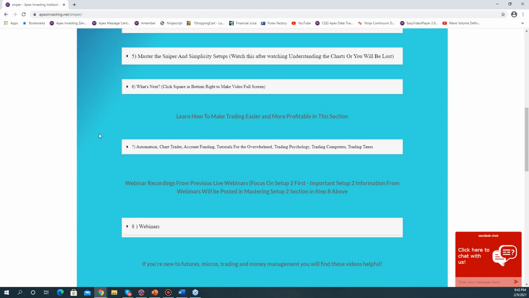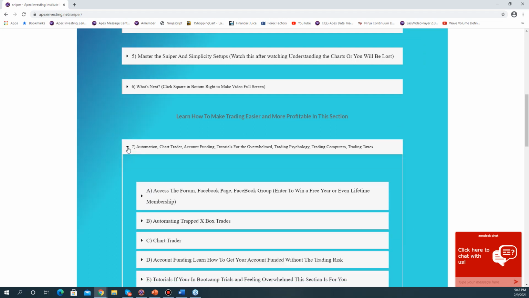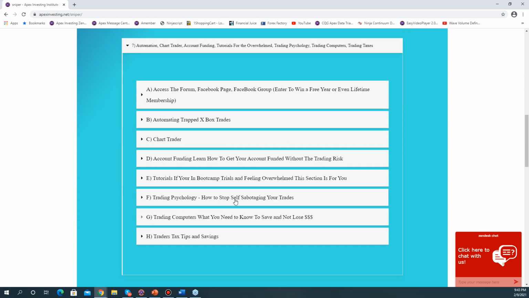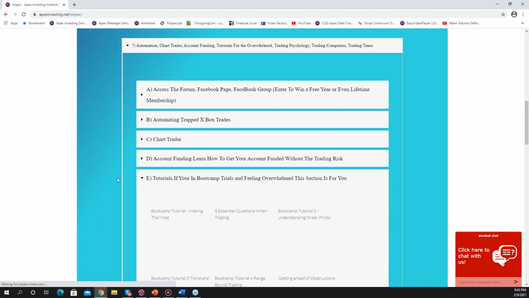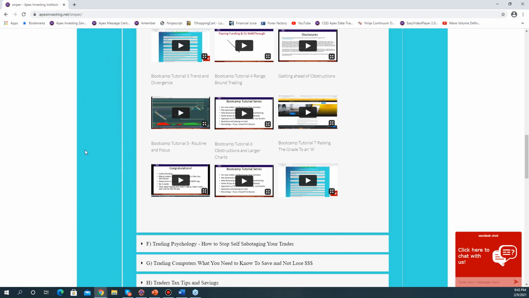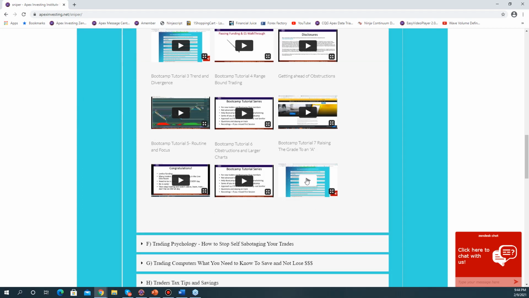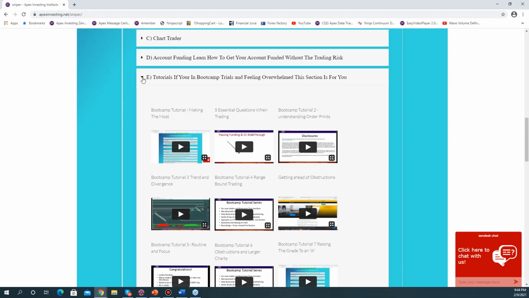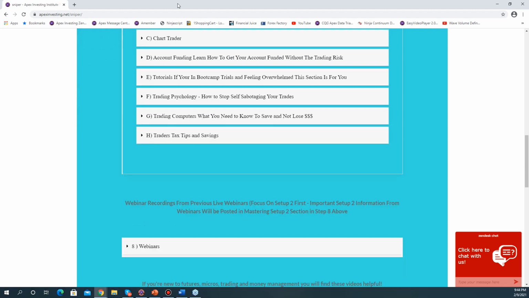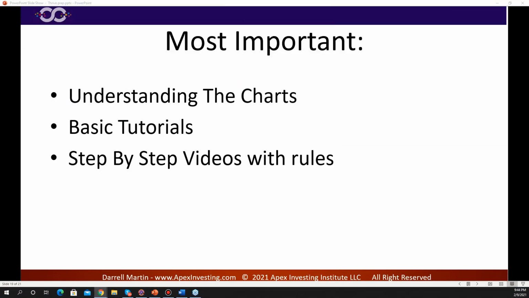From there, what's the next one? Right here under section 7, that whole thing I did, tutorials. Really breaking everything down: order prints, the levels, divergence, hidden divergence, obstructions, using larger charts. Refreshing your mind on those will really help get you to the level that you need to be at to make the most of Thrive.